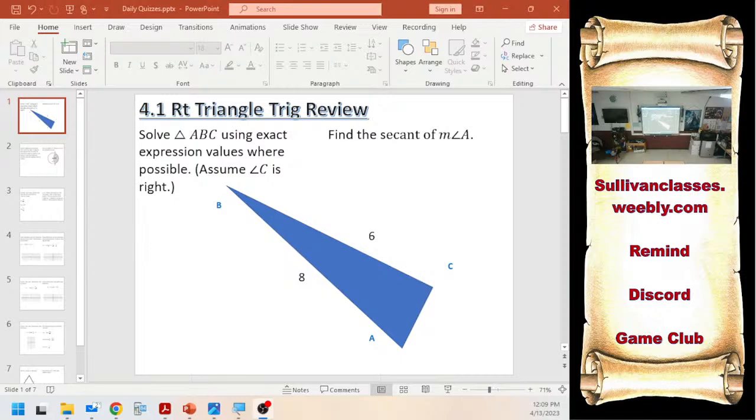Go! I know the triangle is a little bit skewed because I had to stretch it out, but assume angle C is a right angle. You are given 3 measurements. Solve the triangle. Remember, solve means find everything that's missing as accurately as possible. And then also find the secant of A while you're at it.